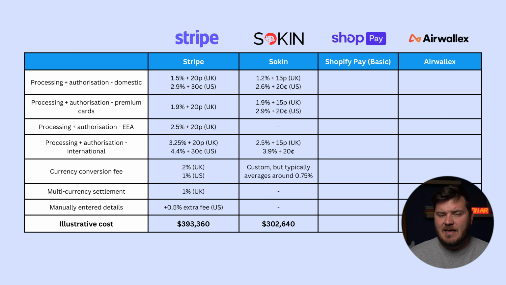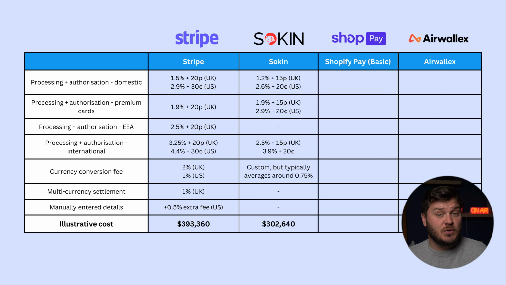Merchants in the US, Canada, UAE, and ROW can also use Sokin. However, international fees are higher here at 3.5% and 3.9% in the US. These figures are still competitive compared to Stripe, which charges US merchants a fee of 4.4% for international card payments. Stripe charges 1% currency conversion fee to US merchants and 2% to UK merchants. Sokin doesn't charge a flat rate, but we understand a typical rate to be in the range of 0.75%.